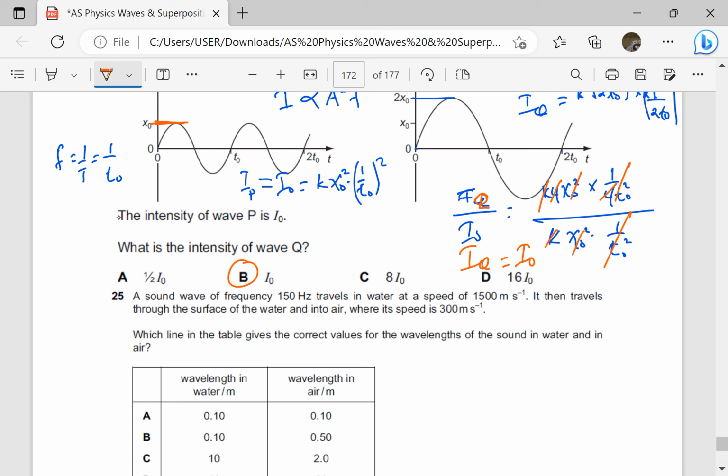IQ, because everything is canceling out, we're leaving a 1 this side.